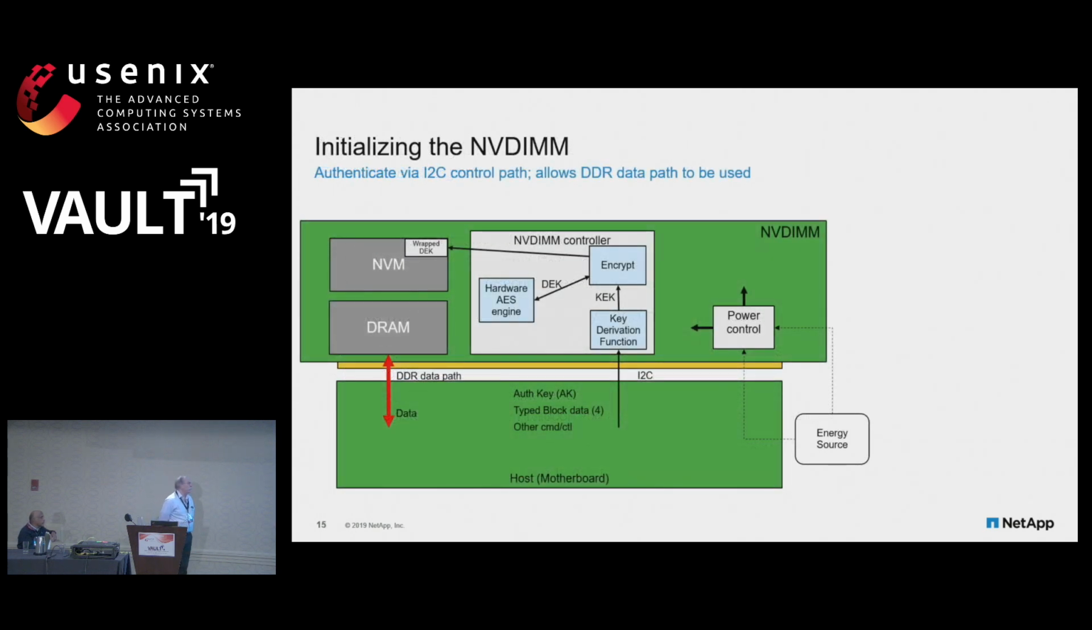So basically, when you boot up and initialize, you've got to use the I2C path to supply the information. You authenticate, you supply the password to the device so that you can then enable the memory. And then you can use the DDR data path to do normal memory access.